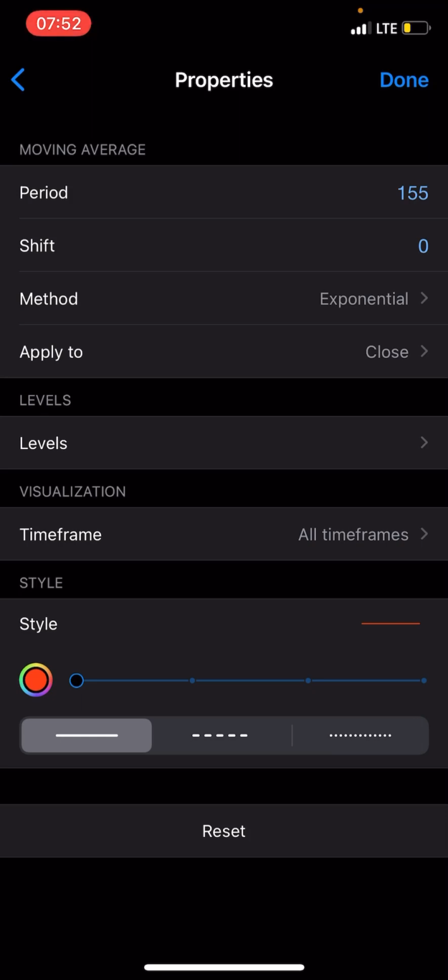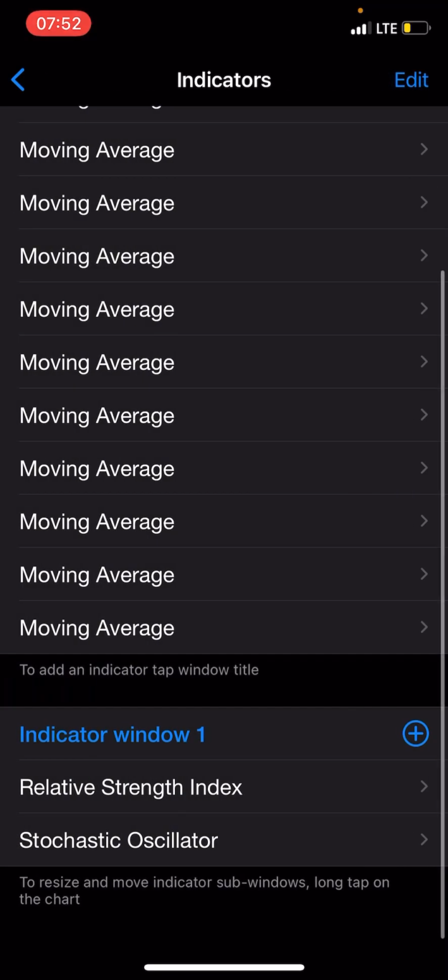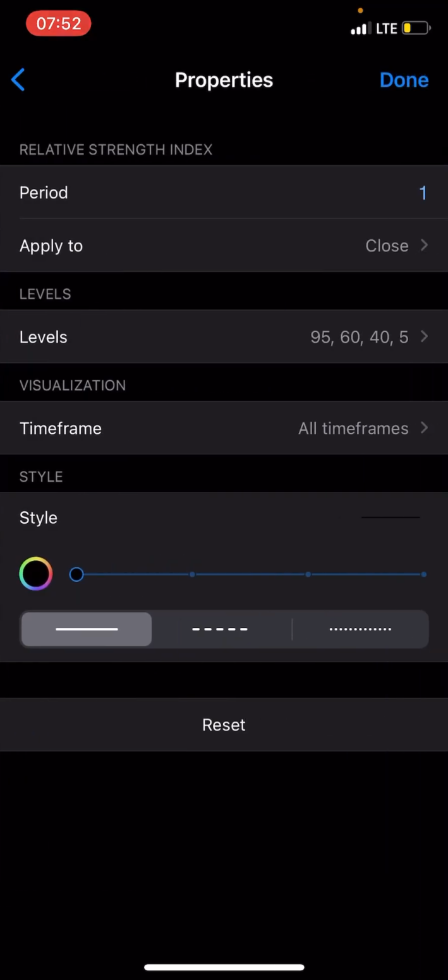When you're done, you click on done, you go back, and on your indicator window, that's for the main chart, you have the relative strength index and the oscillator. So here are the settings. Be sure about the levels: 95, 60, 40, and 5. The period is 1. Apply to close. I use black, so if you're using a black background, make sure you use black. If you're using a white background, make sure you use white.